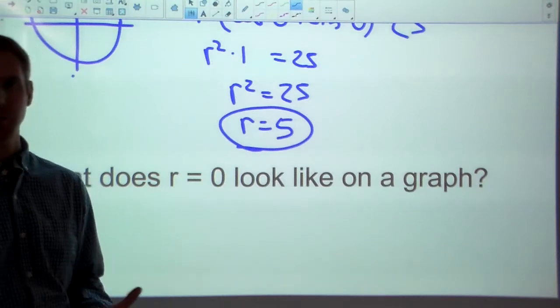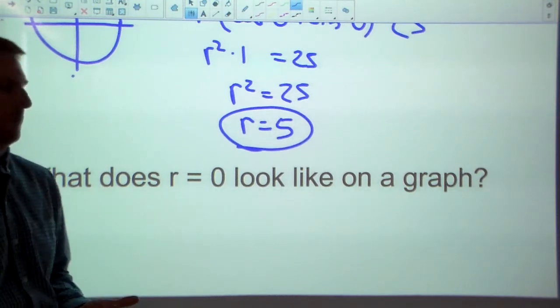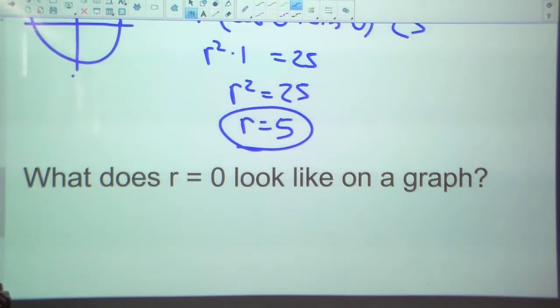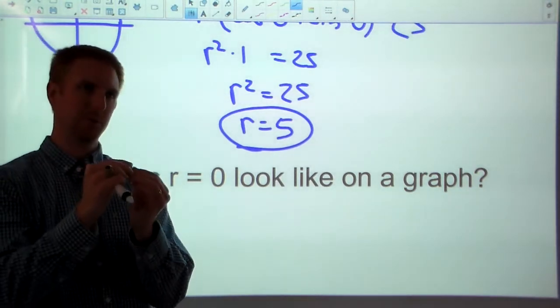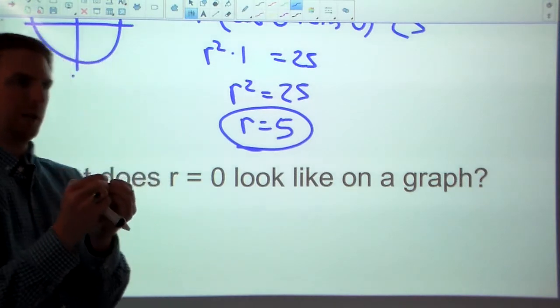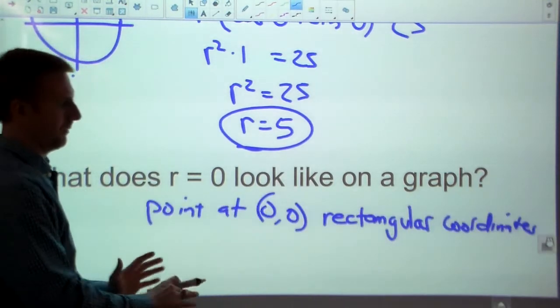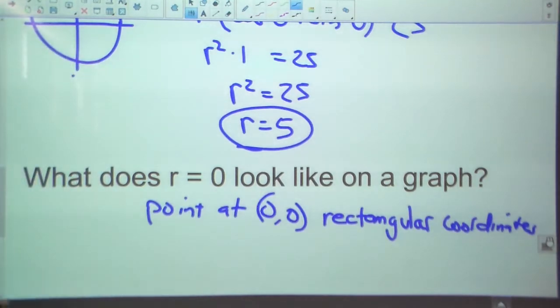So I want to pose a question to you. What does r equals 0 look like on a graph? And if you want to put it in the calculator, you can, but it's not really going to show up unless you have the color version, then it might give you something. All right, but if r equals 0, then how far are we going from the origin? Well, we're not going anywhere. So that would just be a dot. So a point at 0, 0 if you're in rectangular coordinates. Just the origin, basically, just a point at the origin.